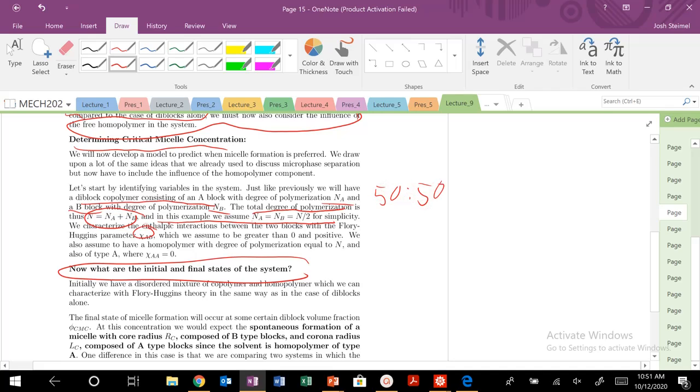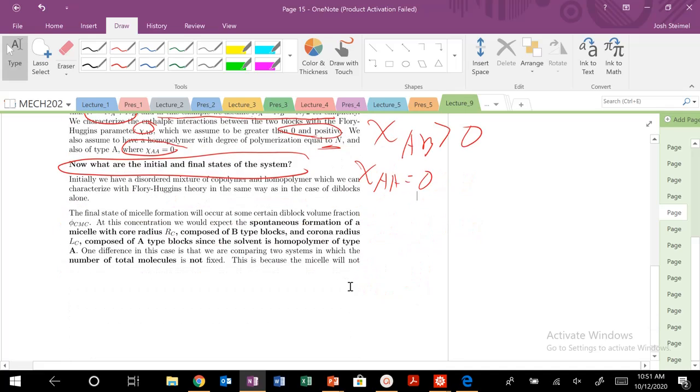And we're going to have some chi AB that's greater than zero and positive, as we can see here. And we're going to have a homopolymer with some degree of polymerization equal to N. We'll see that in just a second. And there's going to be chi AA, which is going to be equal to zero. So what are the final states? And these are just some definitions. We'll get to more of that in a bit.